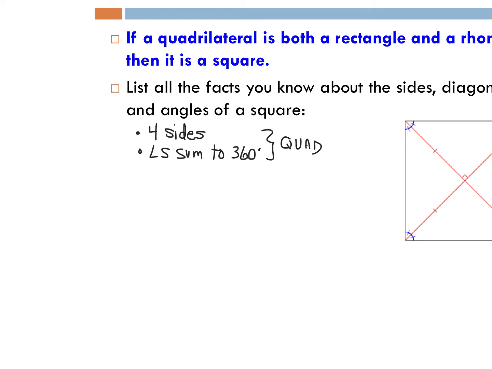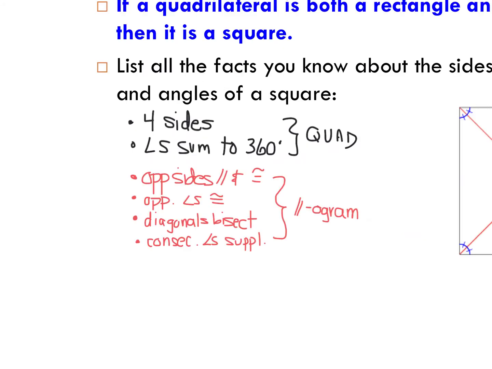Next, I'm going to list all the parallelogram ones. Here's our next set of properties that a square has. Opposite sides are both parallel and congruent. Opposite angles are congruent. The diagonals bisect each other, and consecutive angles are supplementary. And a square gets this all from the parallelogram. So if you think back to the quad tree, everything trickles down the branches. So because a square is underneath the branch of quadrilateral, parallelogram, it has all those properties.